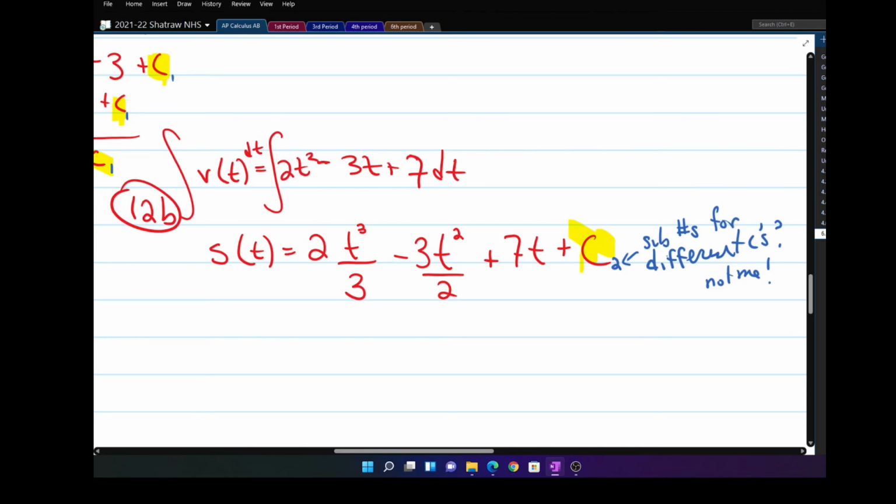But I was given some initial conditions, and if you look back at your paper, you'll see that it was s of 2 equals 5. So I can say that this is 5, and I'm supposed to plug in a 2.